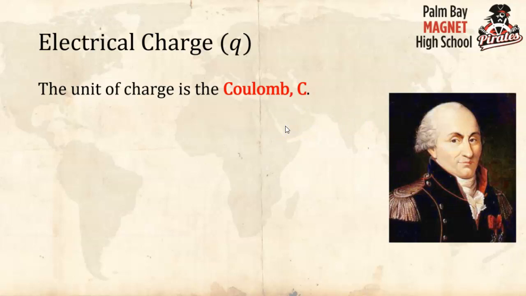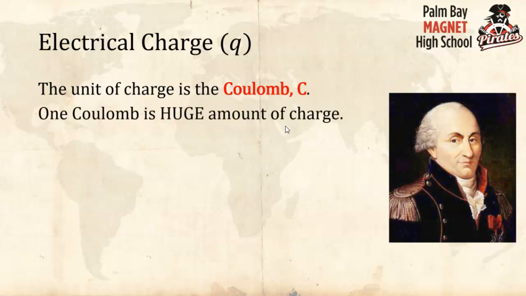Now, here's the funny thing about the unit of Coulomb. When you think of 1 meter, it's about 3 foot, like half your body height. 1 Coulomb is a huge amount of charge. A ridiculous amount of charges go into 1 Coulomb's worth of charge. Just for interest, the charge of a single proton is 1.602 times 10 to the negative 19 coulombs.